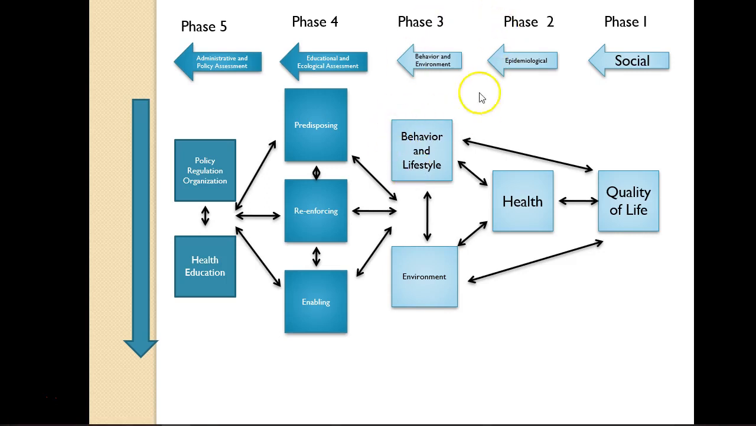So in this area, what we're looking at is behavior and lifestyle. So if we're looking at infant mortality, what behaviors and what aspects of lifestyle make infant mortality higher? If we're looking at drug addiction, what behaviors and lifestyle make drug addiction more likely? If we're talking about breast cancer, what behaviors and lifestyles make that more likely?